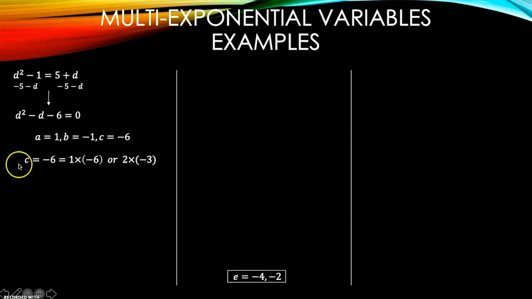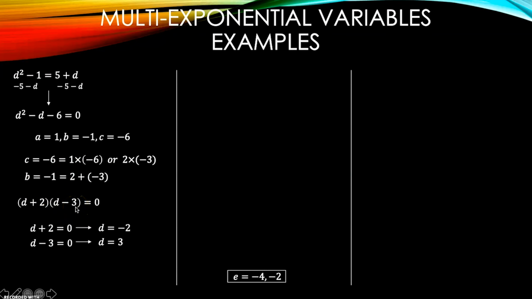And we want to solve for c first. Since c is negative 6, it can be 1 times negative 6 or 2 times negative 3. And we will know that the bigger number is negative because b is negative. With this in mind, we know that b is negative 1, so it must be 2 plus negative 3. And so we have the solutions d plus 2 and d minus 3 equals 0, and that will give us d is equal to negative 2 and d is equal to 3.